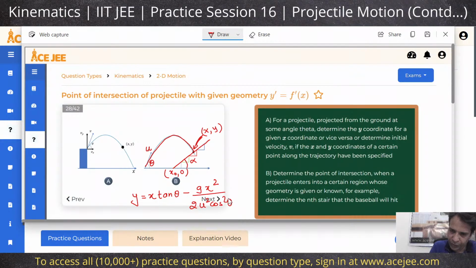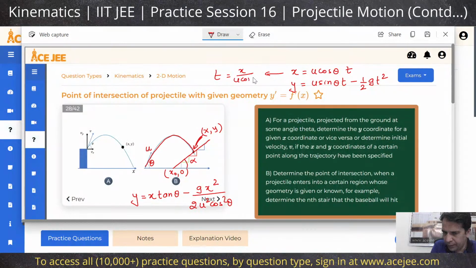How do you find the equation of the trajectory? Let's go back to the basics. x equals u cos theta t. y equals u sin theta t minus half g t squared. From here, if you take t as x by u cos theta, you will get y as x tan theta minus g by 2 x squared by u squared cos squared theta. Correct?